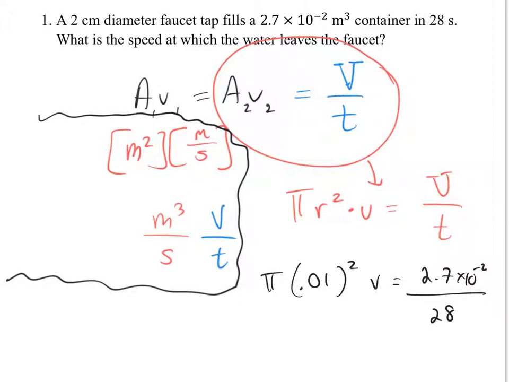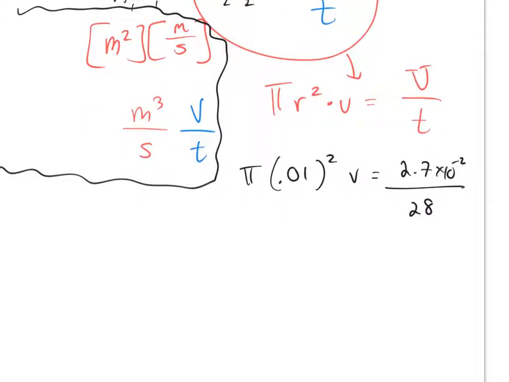Okay, take a look at all of your values now. Again, we plugged in the radius here. We know the volume in cubic meters. We know the time given in seconds. Everything is in base units: cubic meters, seconds, and meters. So I can go ahead and solve for V now. Get rid of pi, get rid of 0.01 squared by moving them all down to the denominator. Take this entire thing and move it down over here with the 28. That will give us the velocity of this fluid. We'll get a velocity in this problem of 3.1 meters per second.